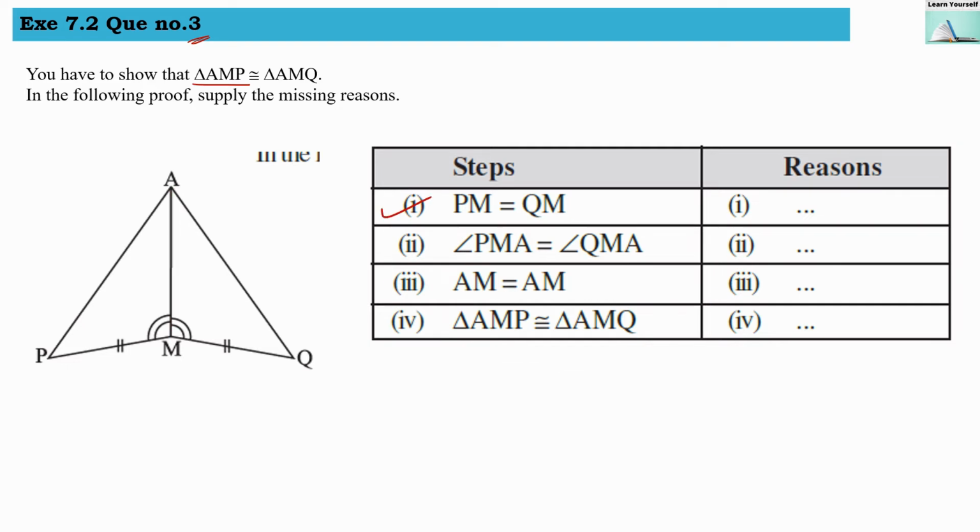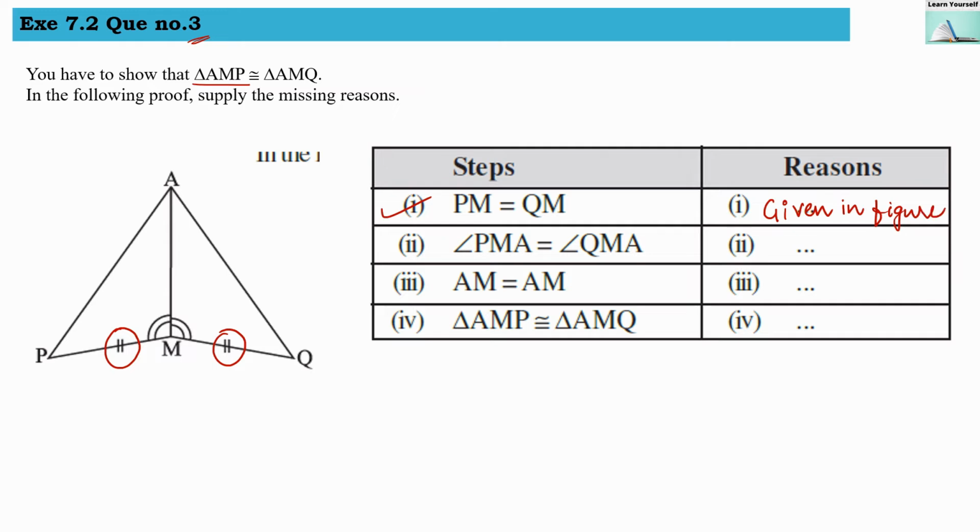The first one is PM is equal to QM. Let us locate PM. Here, as per the sign, PM and QM are both equal. This equal sign shows that PM is equal to QM. So here I am going to write: as per the figure, or given in the figure.